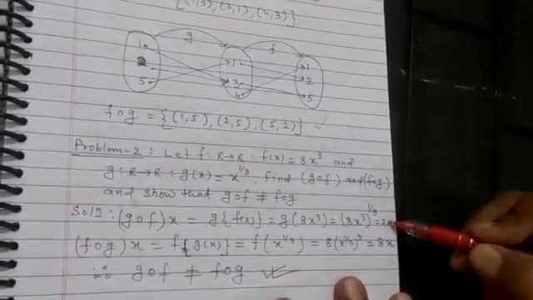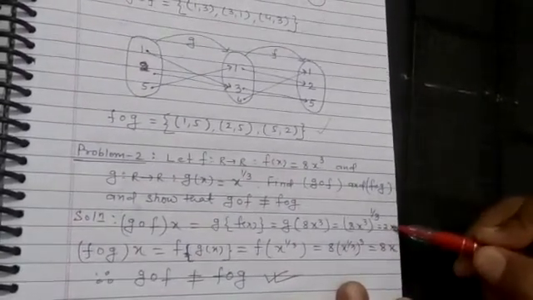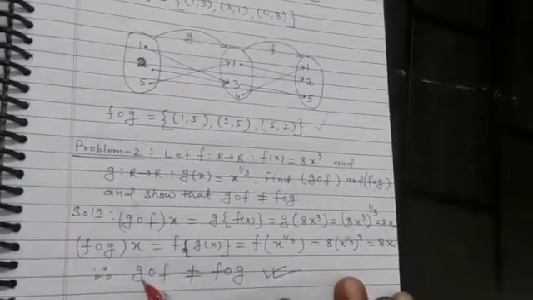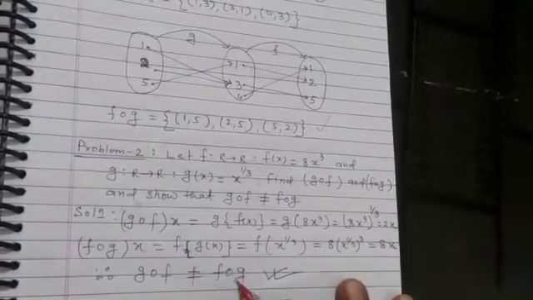Finally, we see that gof and fog are not the same. This is 2x, this is 8x, so they are not the same. Therefore, gof is not equal to fog.